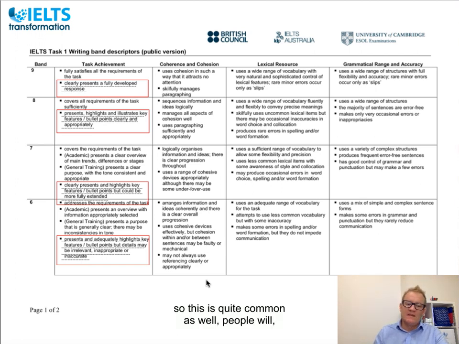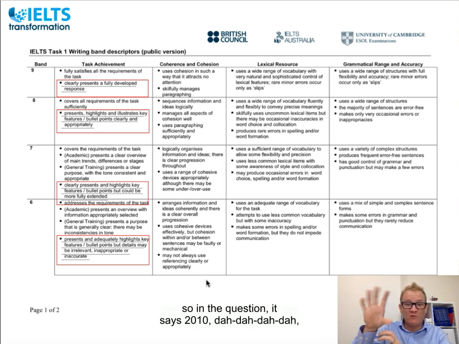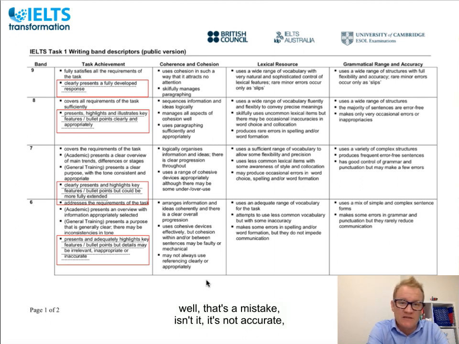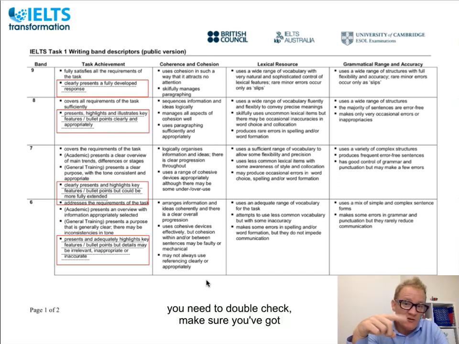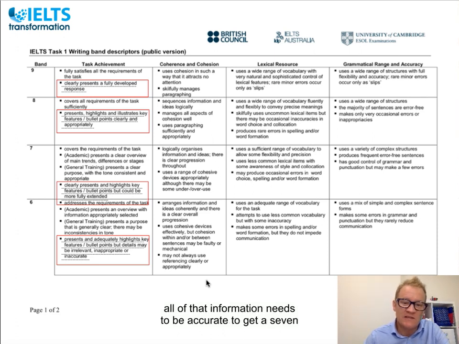So this is quite common as well. Sometimes people will get just a date wrong. So in the question it says in 2010, but the student makes a mistake and writes 2001. Well, that's a mistake, isn't it? That's not accurate. So you have to be accurate. And so that means that when you've written your Task 1, you need to double check. Make sure you got all the numbers right, all the dates, the percentages, all of that information needs to be accurate to get a 7.